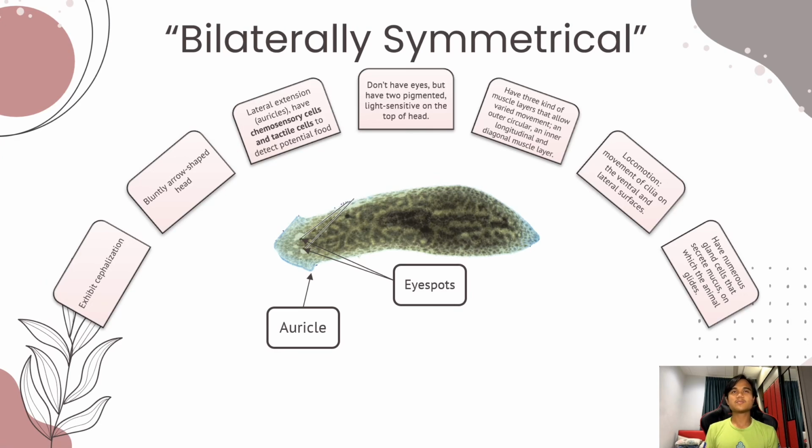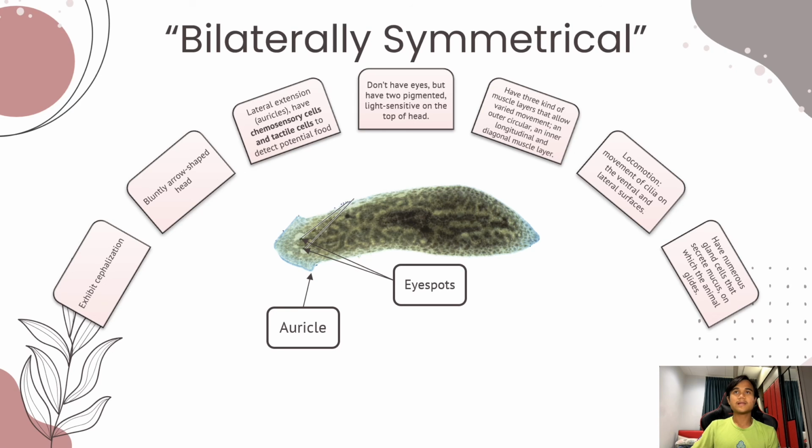A planarian is bilaterally symmetrical. A planarian exhibits cephalization. What is cephalization? Cephalization is the tendency of a planarian's nerve and sense organs to be at the head of the planarian. The planarian has a bluntly arrow-shaped head, and it has lateral extensions called auricles. These auricles have chemosensory cells and tactile cells to detect potential food. And planarians don't have true eyes, but they have two pigmented light-sensitive eye spots on the top of their head.